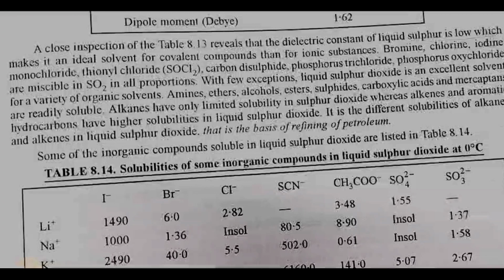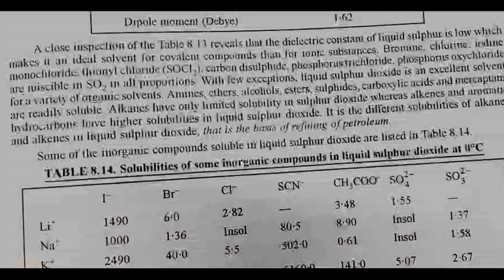With few exceptions, liquid sulfur dioxide is an excellent solvent for a variety of organic compounds. Amines, ethers, alcohols, esters, sulfides, carboxylic acids, and mercaptans are readily soluble. Alkanes have only limited solubility in sulfur dioxide, whereas alkenes and aromatic hydrocarbons have higher solubilities in liquid sulfur dioxide. It is the different solubilities of alkanes and alkenes in liquid sulfur dioxide that is the basis of the refining of petroleum.